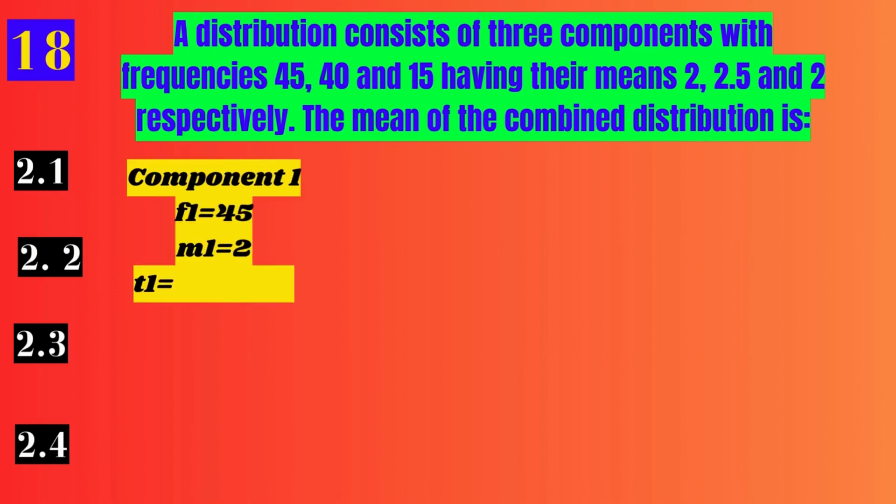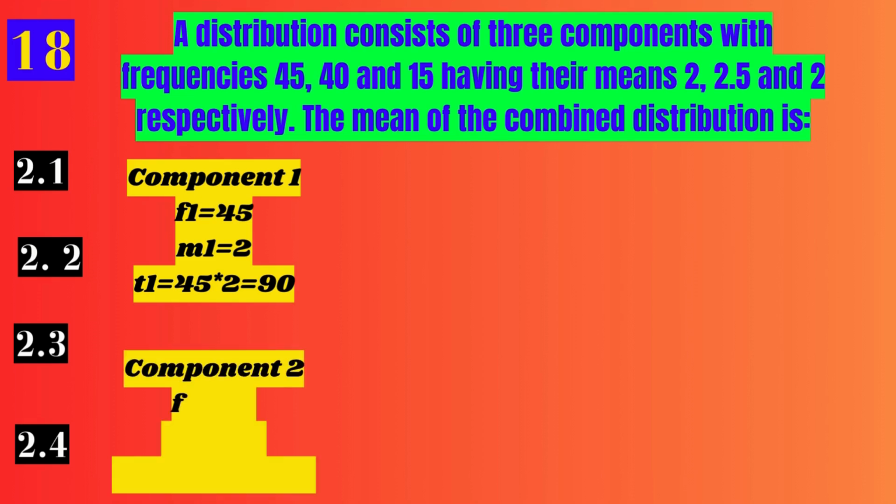Frequency, F1, equals 45. Mean, M1, equals 2. Total sum, T1, equals F1 times M1. Equals 45 times 2 is equal to 90. Component 2. Frequency, F2, equals 40. Mean, M2, equals 2.5. Total sum, T2, equals F2 times M2. Equals 40 times 2.5 is equal to 100.